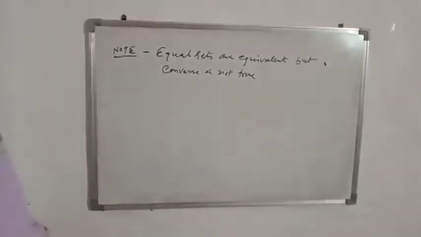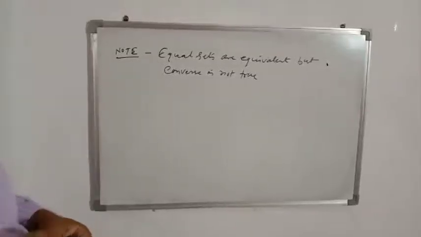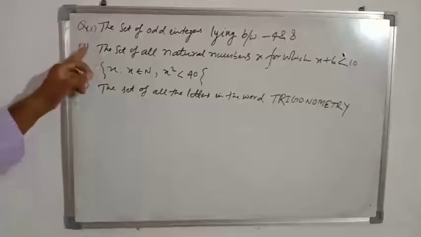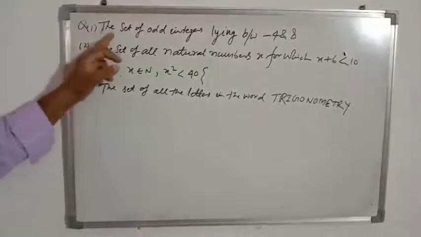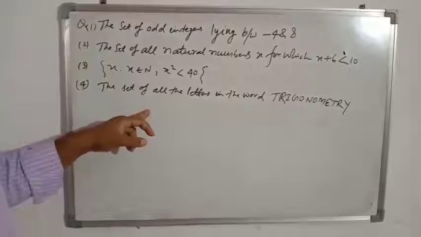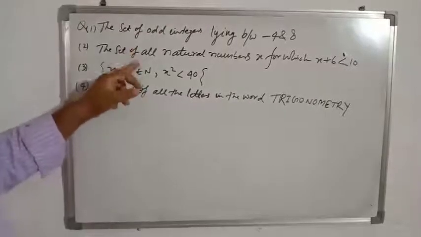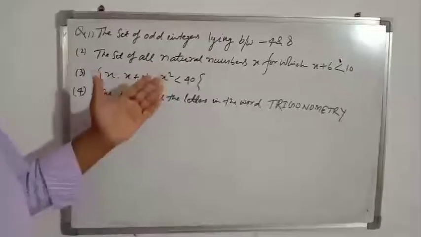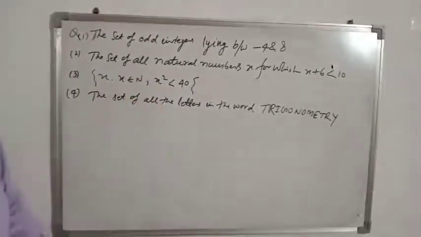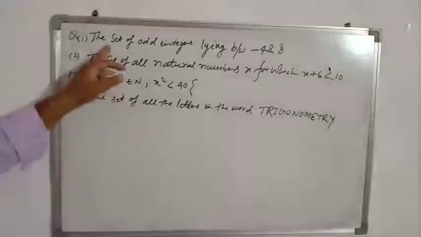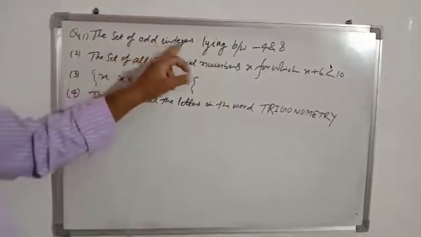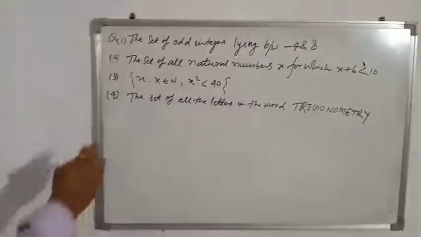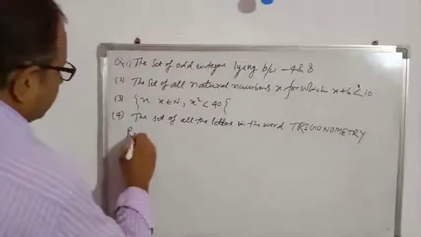Now we will see some questions from the exercise. I have taken one question here. There are 4 parts in this question. We have to write these sets in the roster form. In roster form, how do we have to write? We have to write each element in curly brackets separated by commas. So see the first set. The set of odd integers lying between -4 and 8. So we have to write it in roster form.